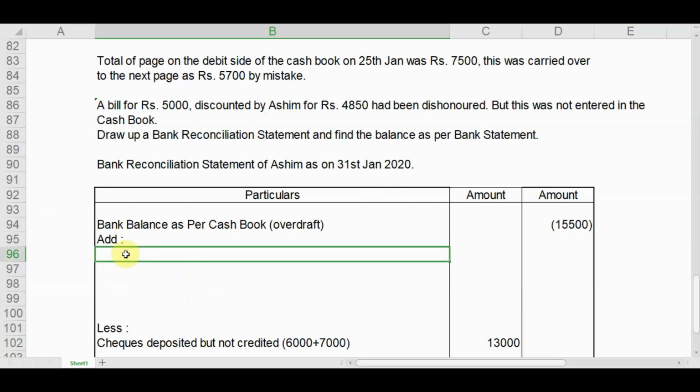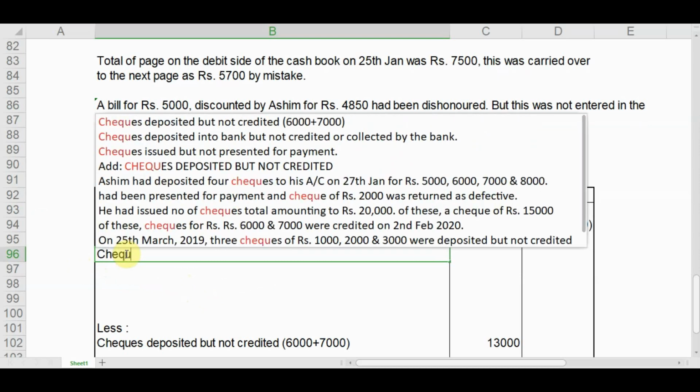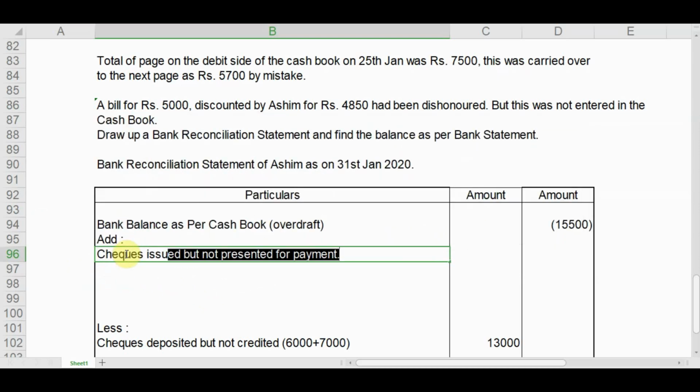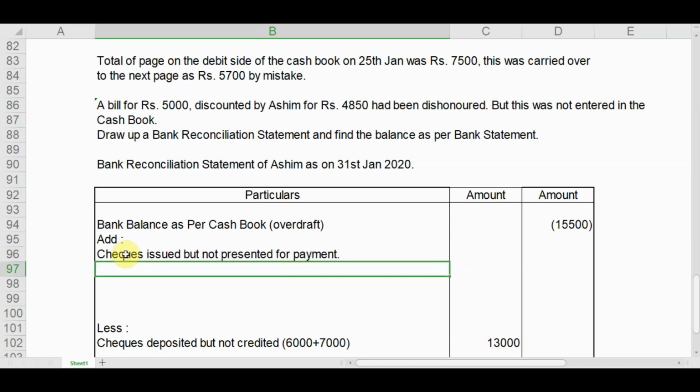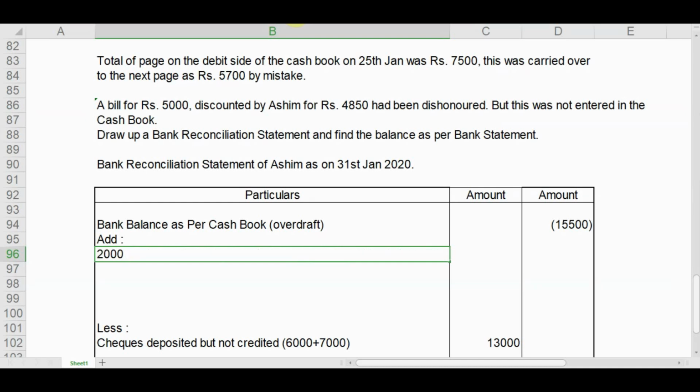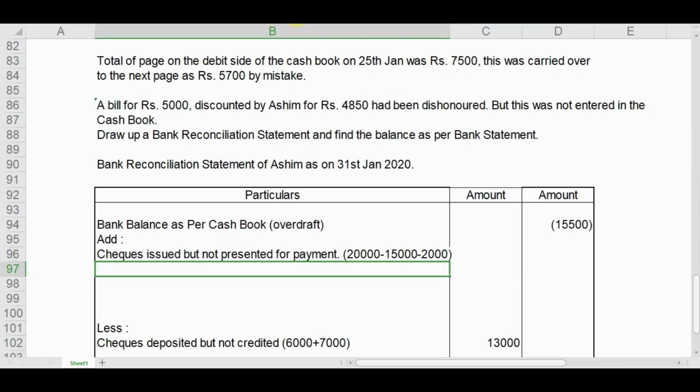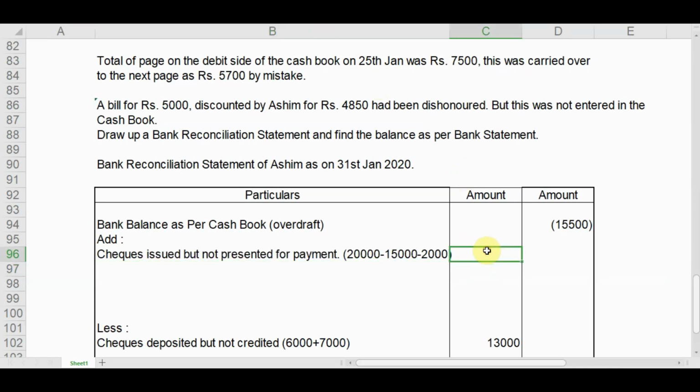That is, checks issued but not presented for payment. What will be the amount? 20,000 minus 15,000 minus 2,000. The amount is 3,000.